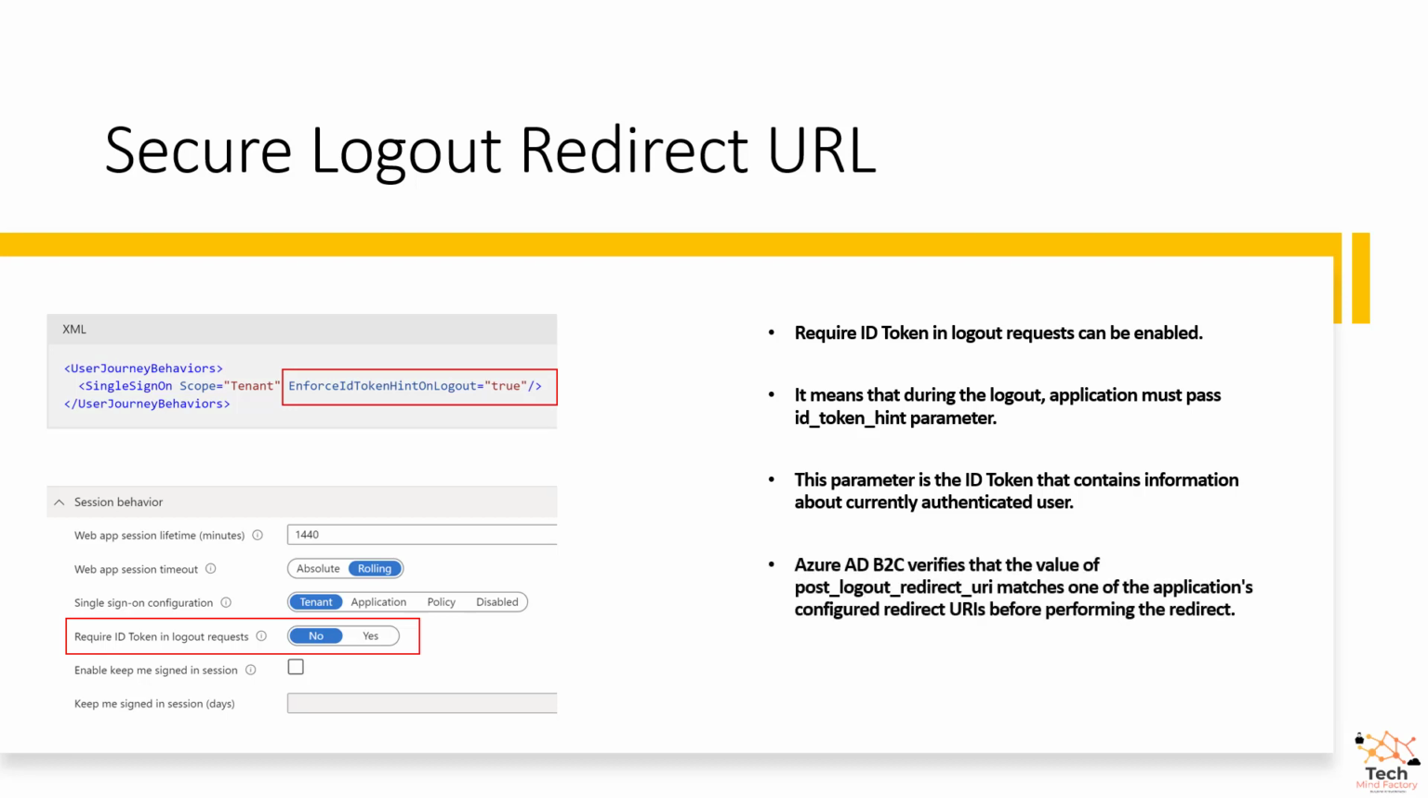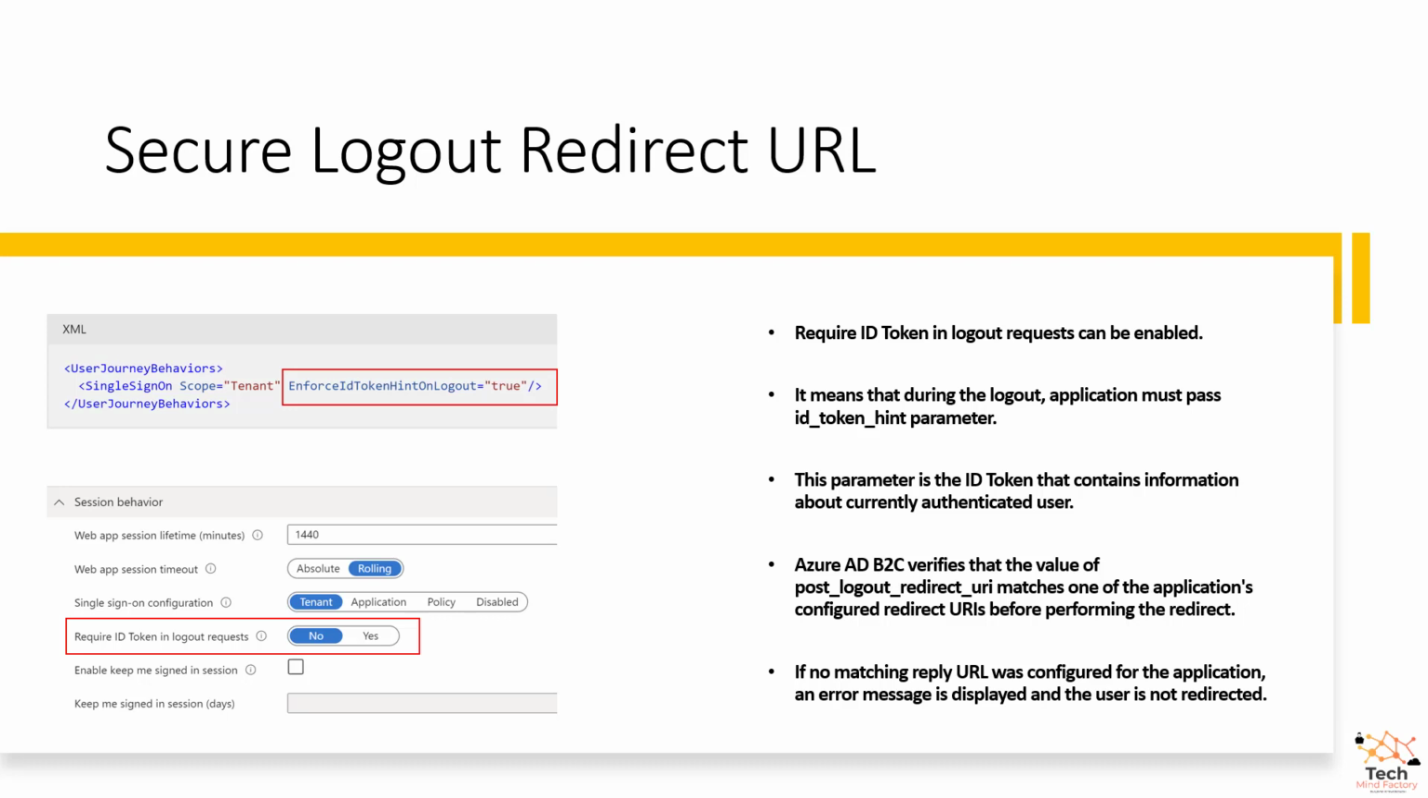Azure AD B2C verifies that the value of the post logout redirect URI matches one of the application's configured redirect URIs before performing the redirect. And that's very important. So if the redirect URI is not specified under redirect URIs in the application registration on the B2C side, this redirection will be stopped. So we will see the error message and B2C will not do the redirection. So if no matching reply URL was found or configured for the application, an error message is displayed and the user is not redirected. That's very important.